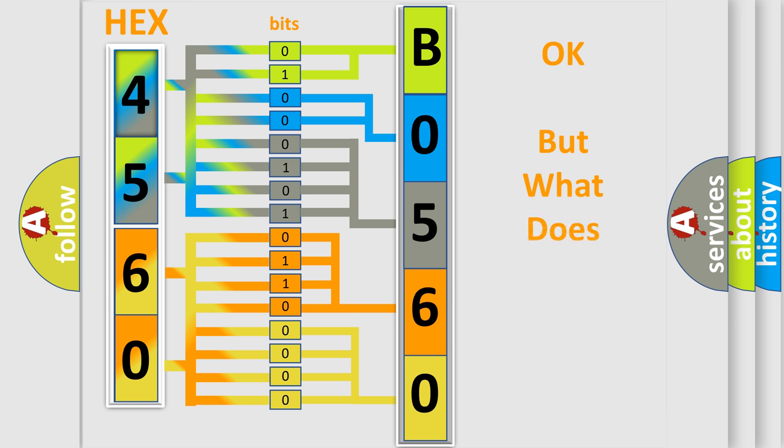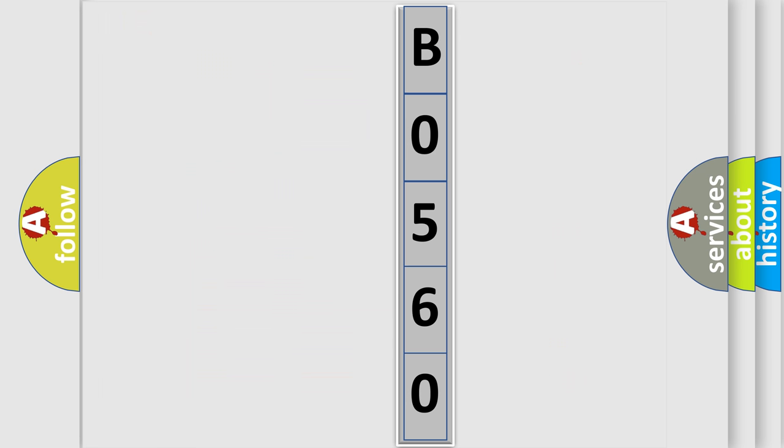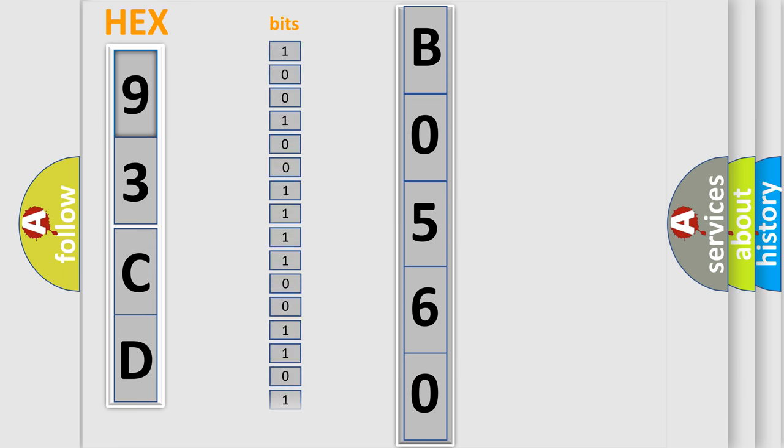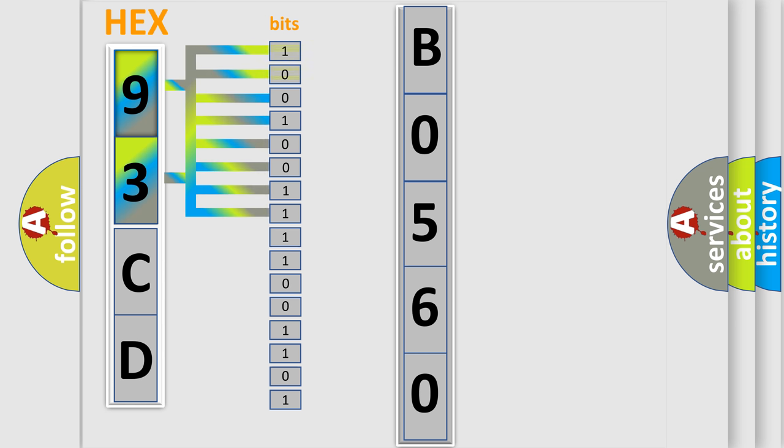The number itself does not make sense to us if we cannot assign information to what it actually expresses. So, what does the Diagnostic Trouble Code B0560 interpret specifically for Saab? The basic definition is NOx sensor 2 circuit low input bank 2. And now this is a short description of this DTC code: RH bank signal less than threshold determined from ECM model above 2200 rpm.